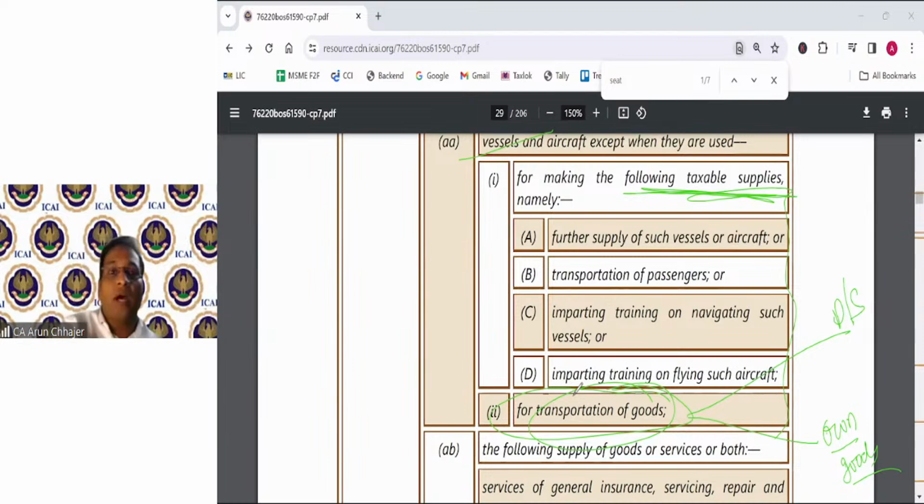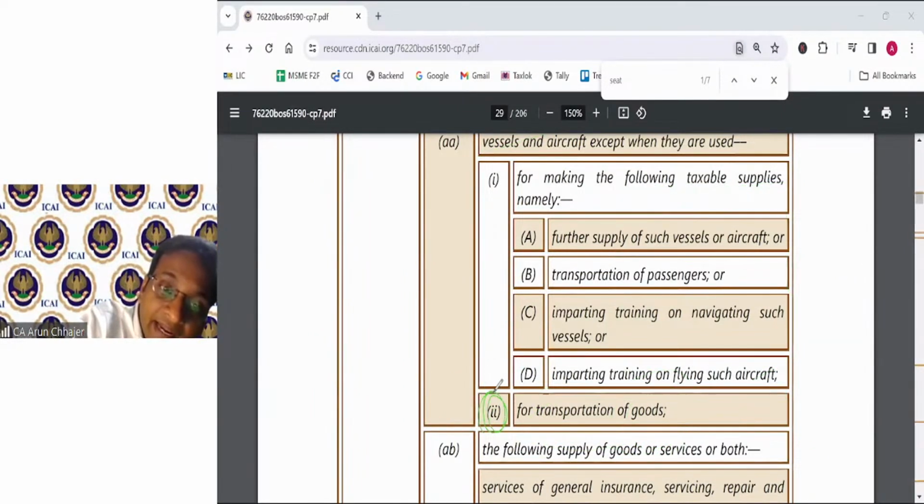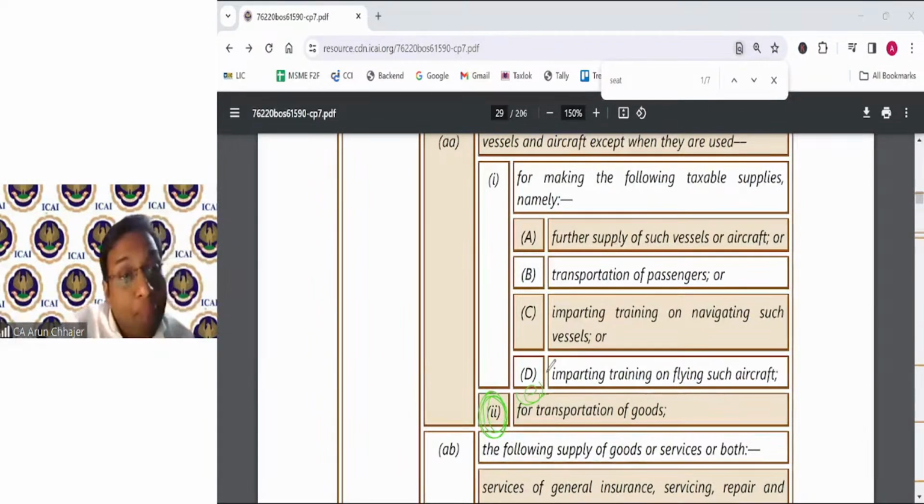Will the ITC be allowed? Answer is yes. If you use it for the further taxable supply or use it for your own goods, which is not outward taxable supply, in both the cases, ITC is allowed. Therefore, they have added it in clause 2 instead of point number E. Is it clear?